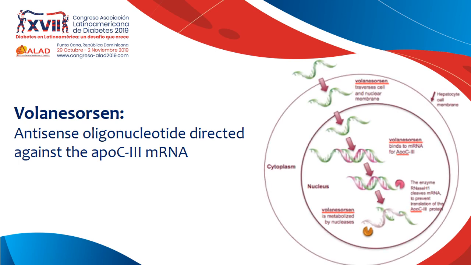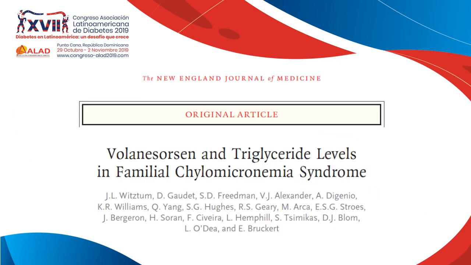Antisense oligonucleotides penetrate the membrane, then they penetrate the nuclear membrane. They may act at the cytoplasm or at the nucleus. They bind by base pairing to the mRNA that is being targeted, and they induce its degradation by the RNase H mechanism. There has been a lot of development of these kinds of molecules in lipid metabolism, particularly against ApoC-III.